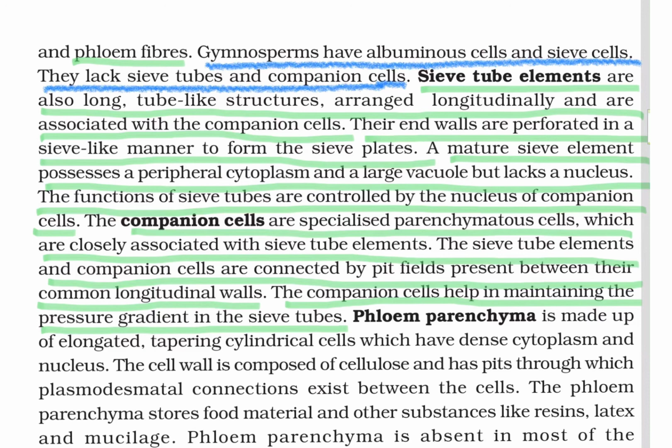Sieve tubes lack a nucleus, so their activity is controlled by the nearby cell known as the companion cell. Companion cells are specialized parenchymatous cells which are closely associated with sieve tube elements, and they assist their function. The sieve tube elements and companion cells are connected by pit fields which are present between their common wall. The companion cell also helps in maintaining the pressure gradient in the sieve tubes.